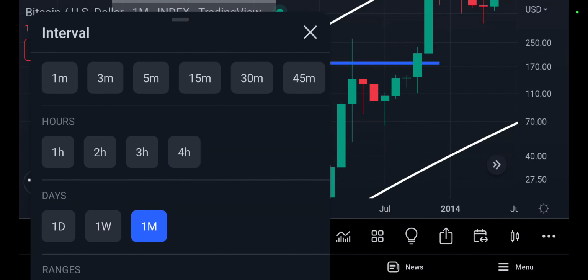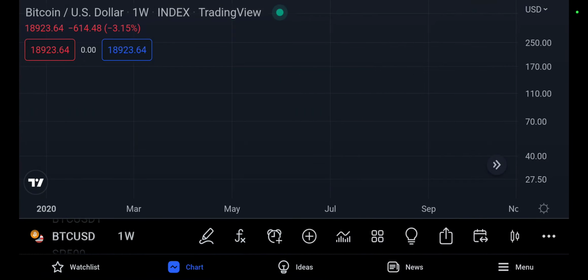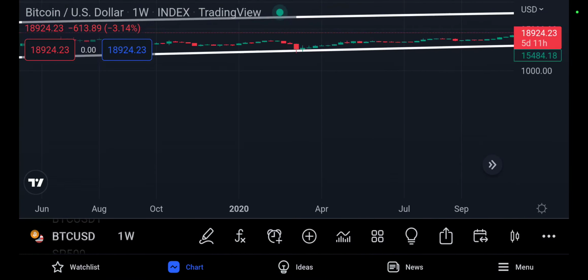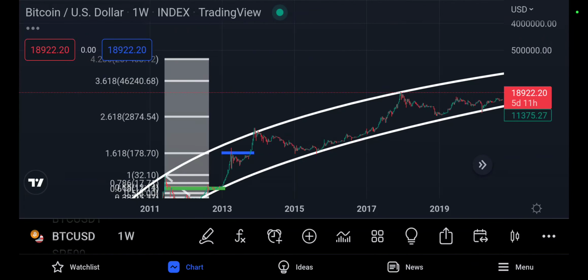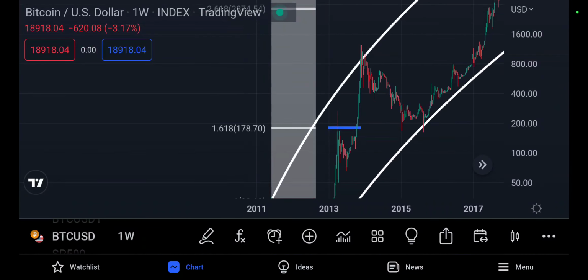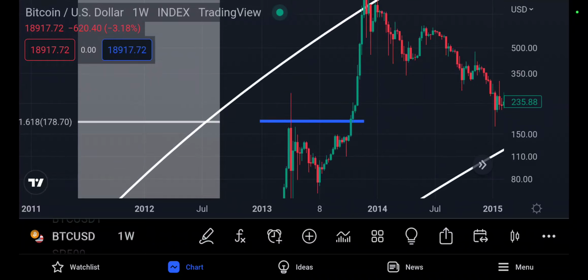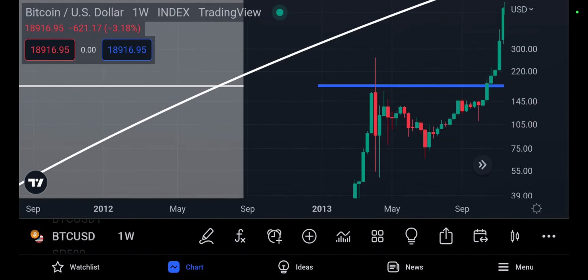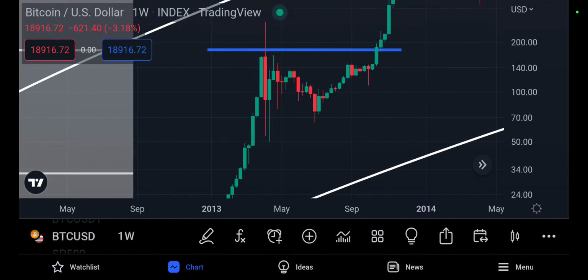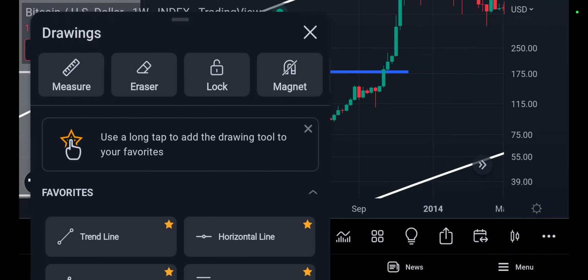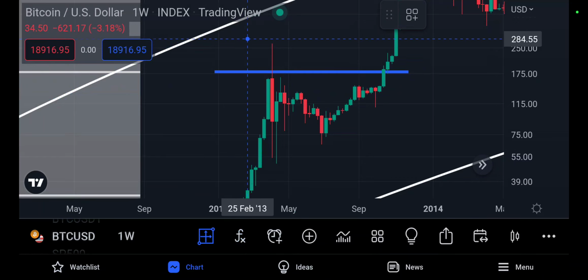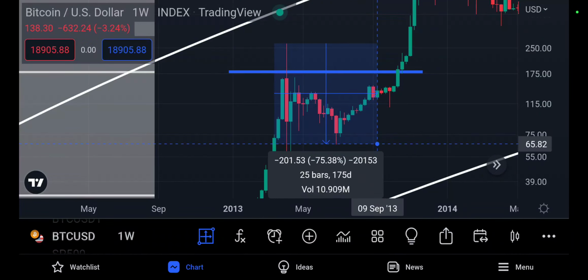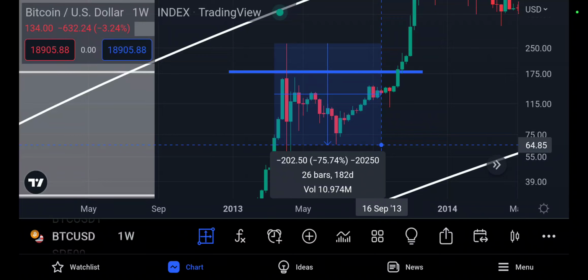Let's actually go down to the weekly chart instead of the monthly chart, which shows more price action within the candles. So once again, this right here was the 1.618 Fibonacci at $178 before we saw a decline. And that decline over here was approximately 75%.